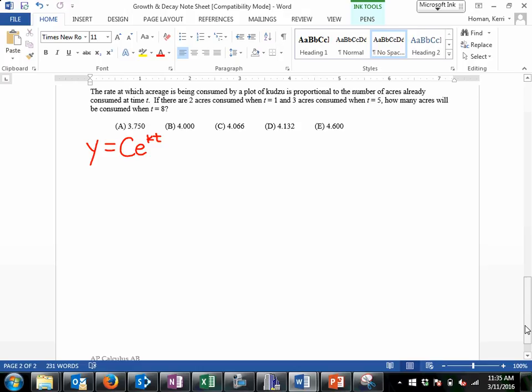So we know that there are 2 acres consumed when t is 1, and we know 3 acres are consumed when t is 5. We want to know how many acres will be consumed when t is 8. So this is when t is 1, and this is when t equals 5. We need to know what c and k are before we can plug in a value for t and figure out the amount.